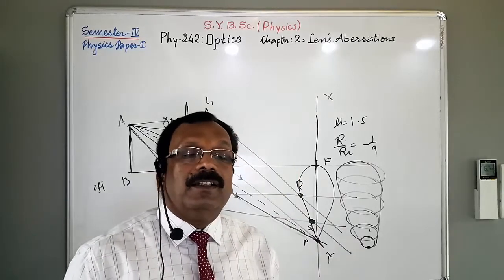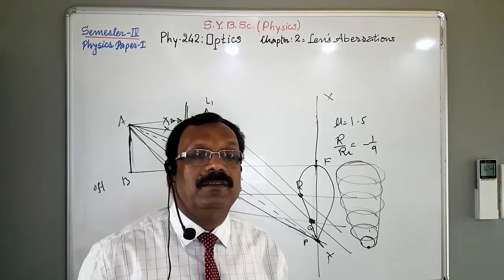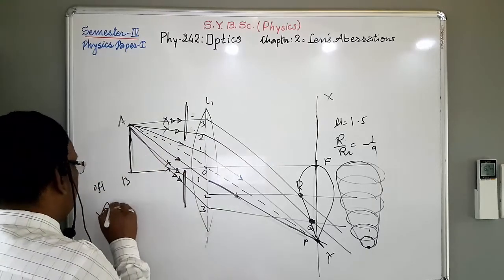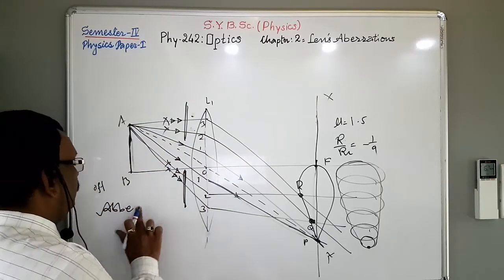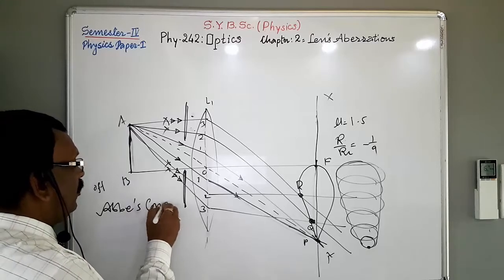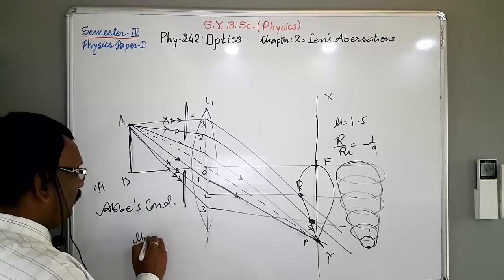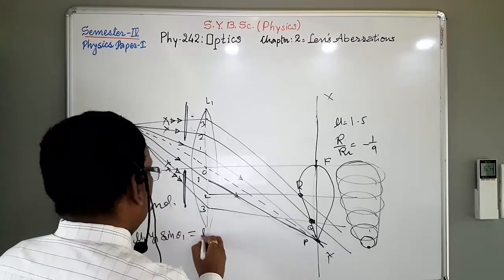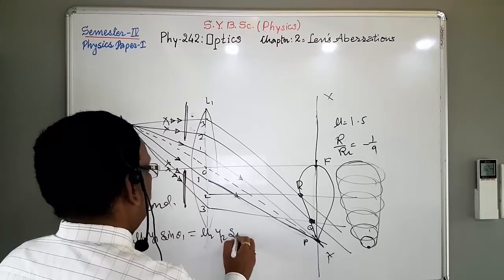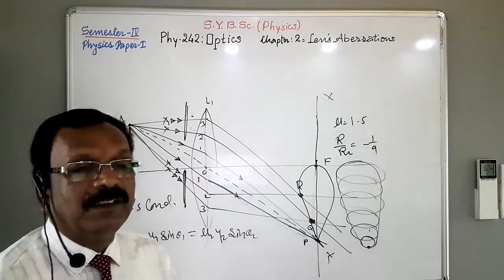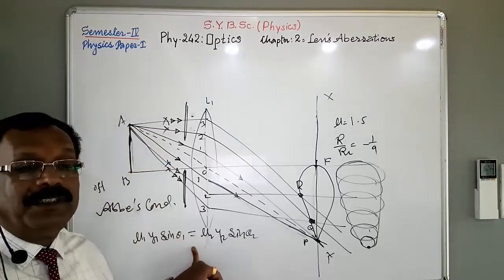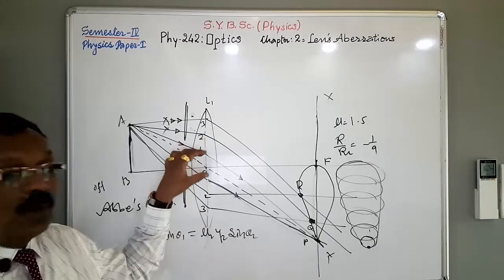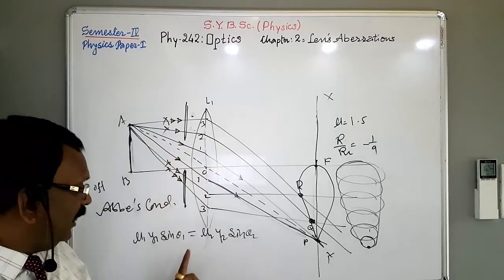Third way, there is Abbe's condition, provided by the German optician Abbe. So what is Abbe's condition? mu1 y1 sin theta 1 is equal to mu2 y2 sin theta 2. This is Abbe's condition. According to Abbe, coma can be eliminated if each zone of the lens satisfies this Abbe condition.